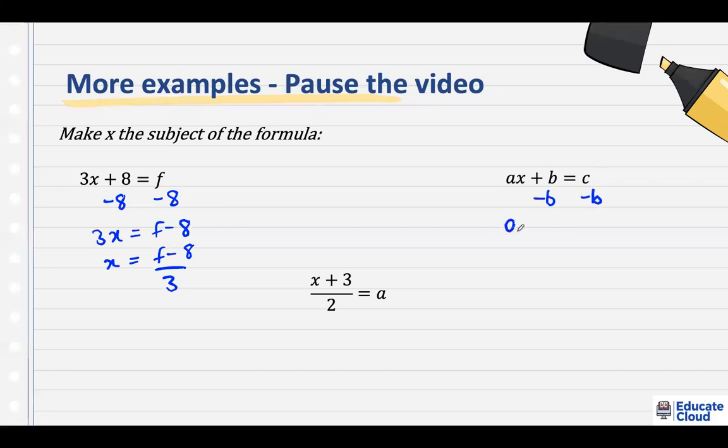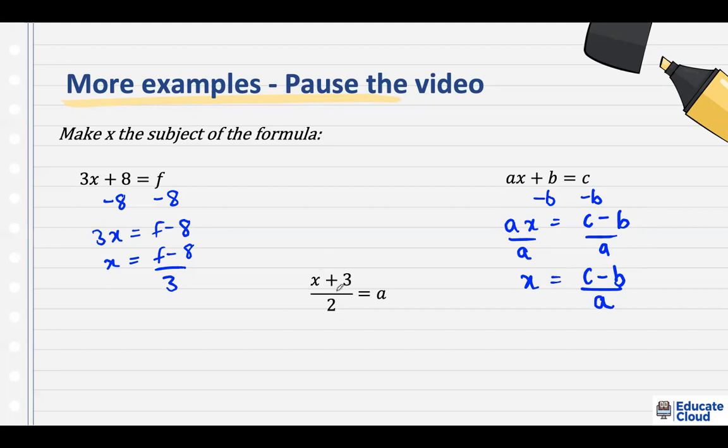Yeah, so it will be ax equals c minus b, and then you're going to divide by a to get x by itself. So divide both sides by a, and then x will, because a divided by a is still going to be 1, anything divided by itself is 1. So you'll have x equals c minus b over a.